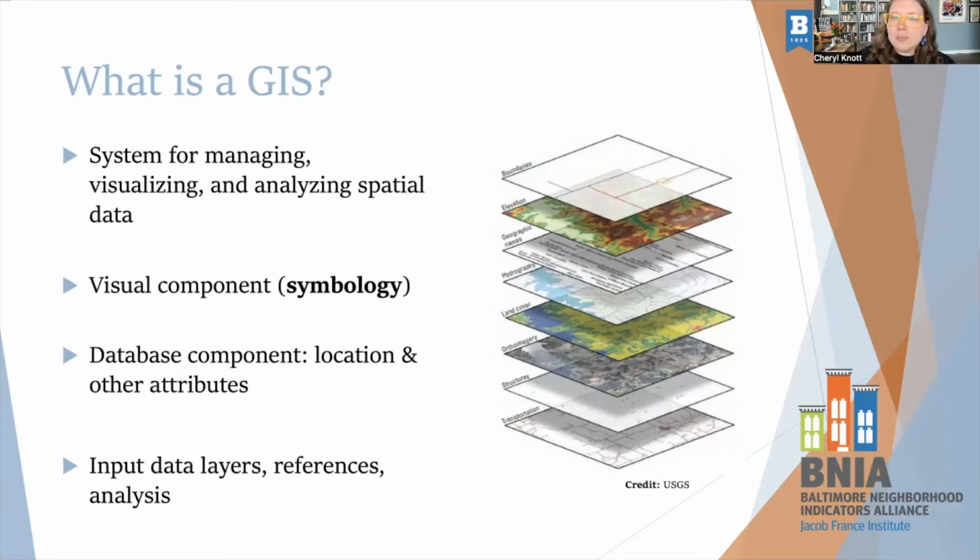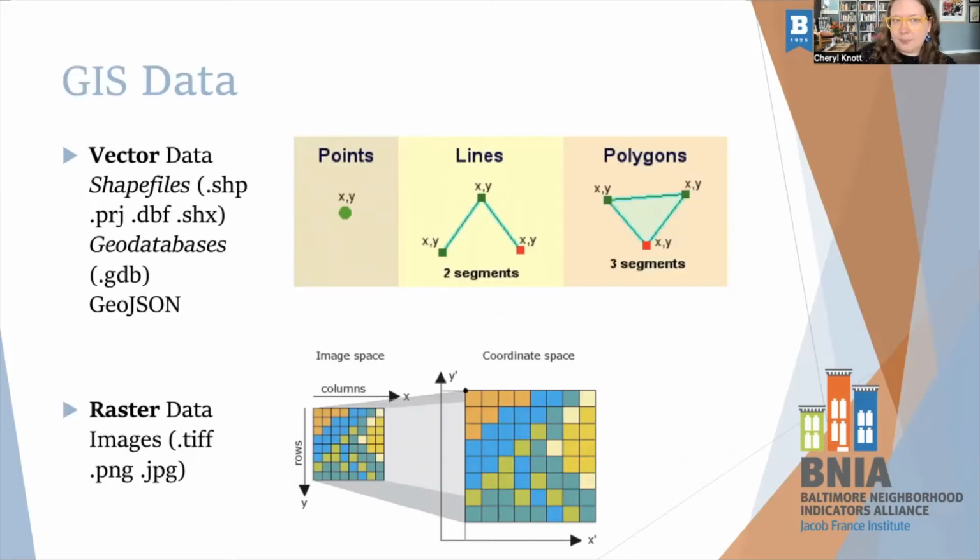And so ultimately, GIS requires a lot of input data layers, references, and you can have your analysis as part of your geographic information system. So ultimately, you can just break it down. It's a visual mapped out component that you could look at, and a database that drives all of the spatial location information, all the attributes, and then all of the value analysis that you can conduct.